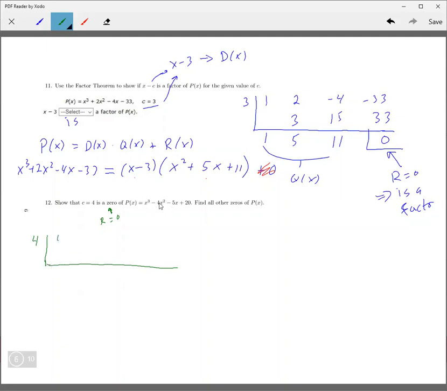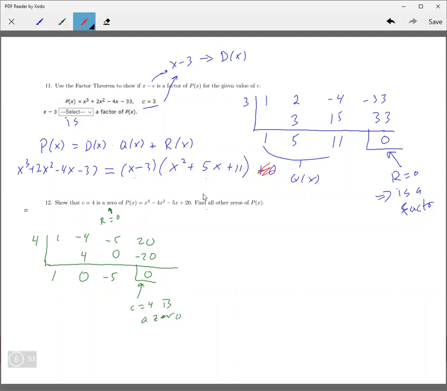So this polynomial is 1, -4, -5, and 20. Okay, bring the 1 down, multiply, that's 4. Add, that's 0. Oh, I love to see 0. 4 times 0 is 0. Adding, that gives you -5. 4 times -5 is -20, and boom, this is 0. Okay, so that means that c equals 4 is a 0.